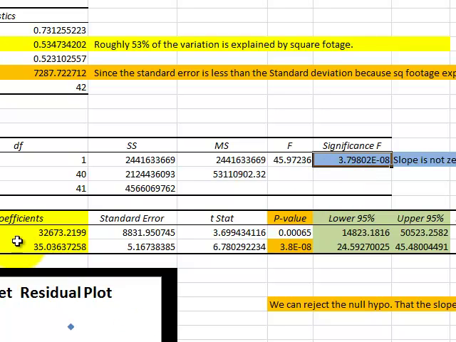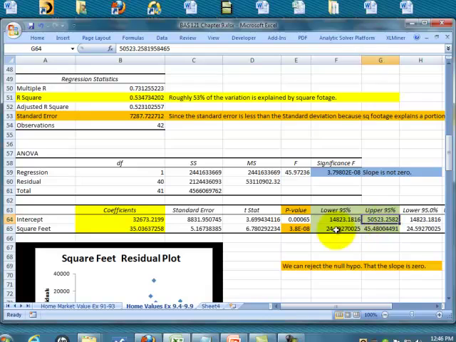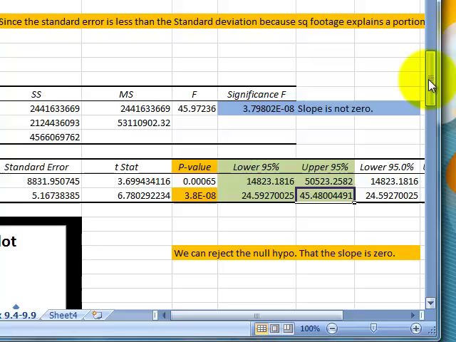The next section gives you the coefficients and the p-value. Notice the p-value is the same as the significant F. And these are the lower and upper ranges, which I'll show you in a minute how to utilize. So long story short, all that's happened here is we can reject, in theory, the null hypothesis that the slope is 0. We have enough statistical evidence to say that there is a statistical relationship between the size of the house and the price of the house.